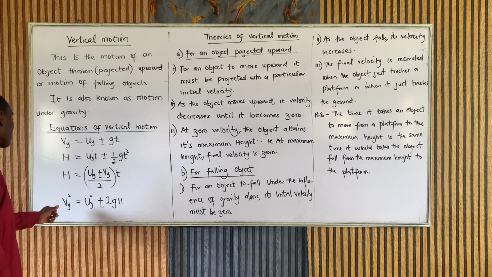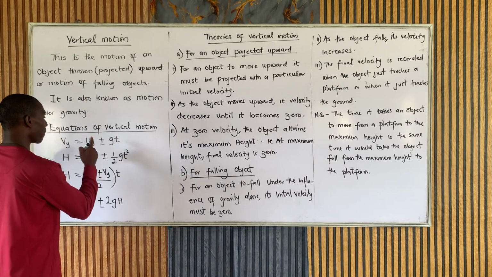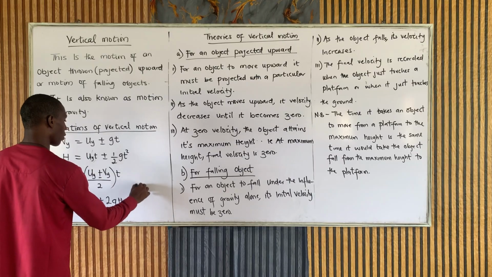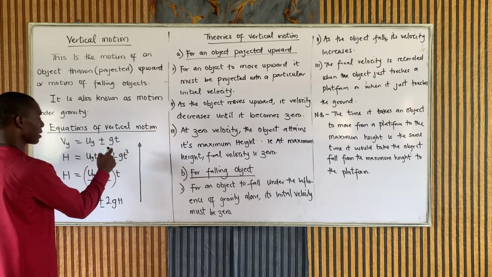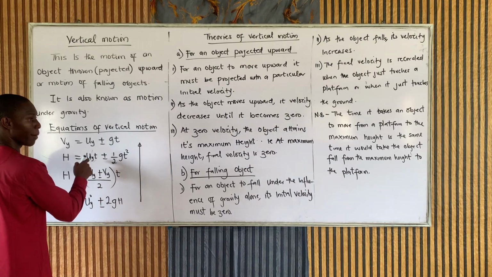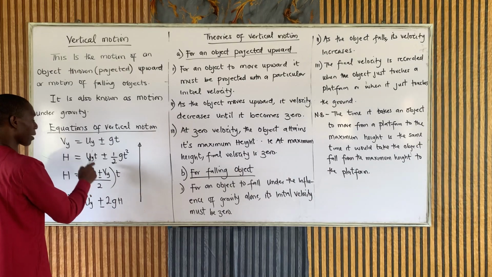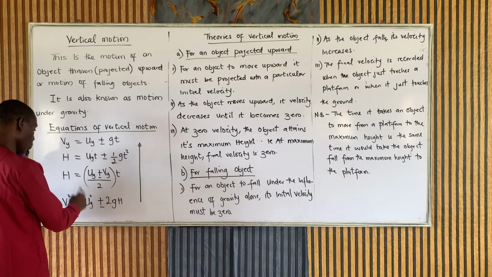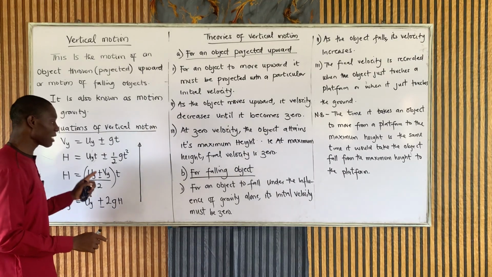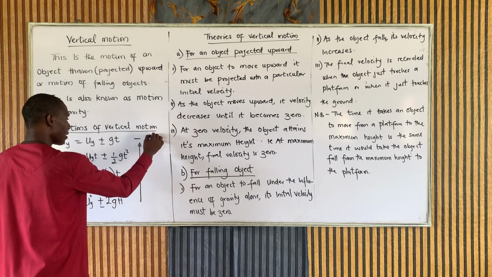It's important to also know that the last equation says v² = u² ± 2gh. Please understand that we use minus when the object is moving upward. So the first equation will become v = u − gt, and the second one will become h = ut − ½gt², then h = ((uy + vy)/2)t, or vy² = uy² − 2gh. So you stick with minus when the object is moving upward.